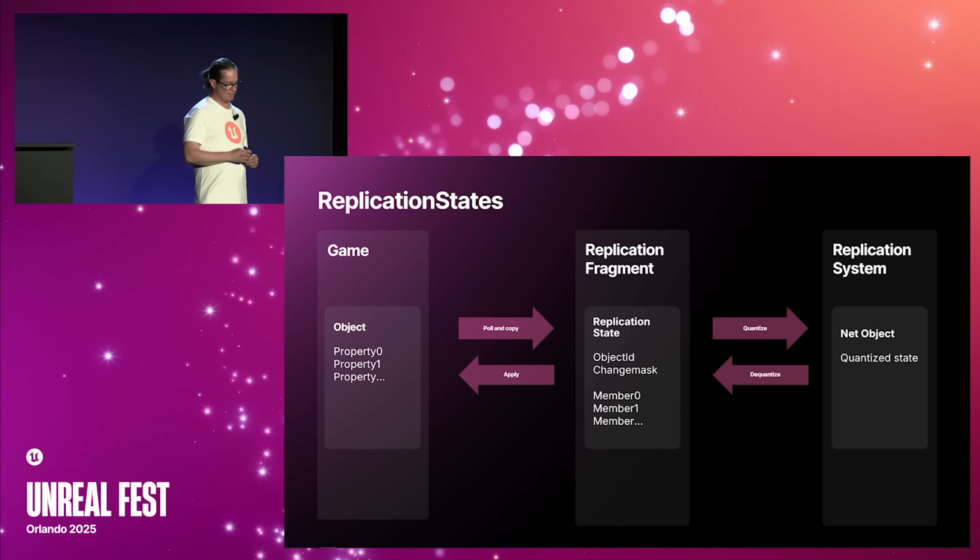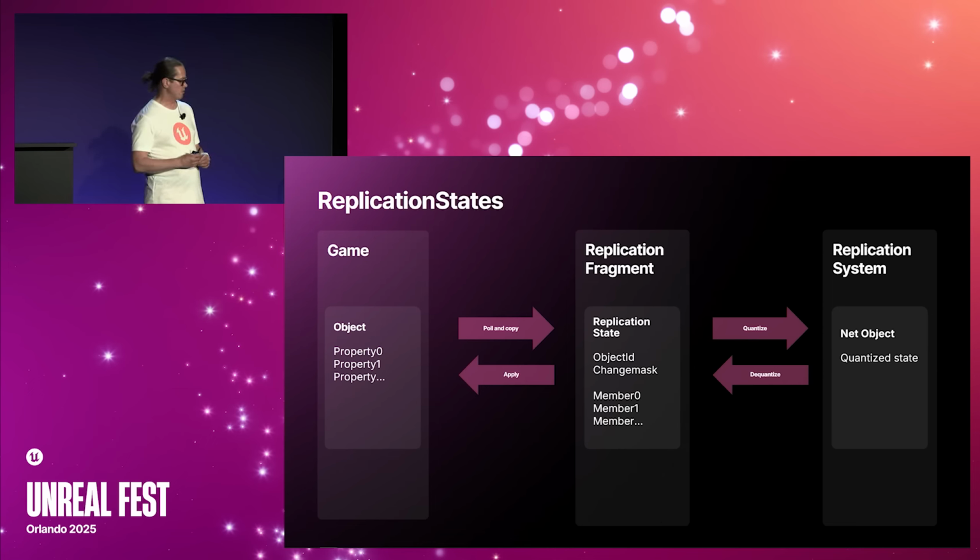And the replication state has a memory buffer described by a replication state descriptor, which contains offsets, conditionals, traits, and how to serialize a member. And as you hear, there's an extra copy of the source state data so that we can detect which properties have been dirtied or updated.